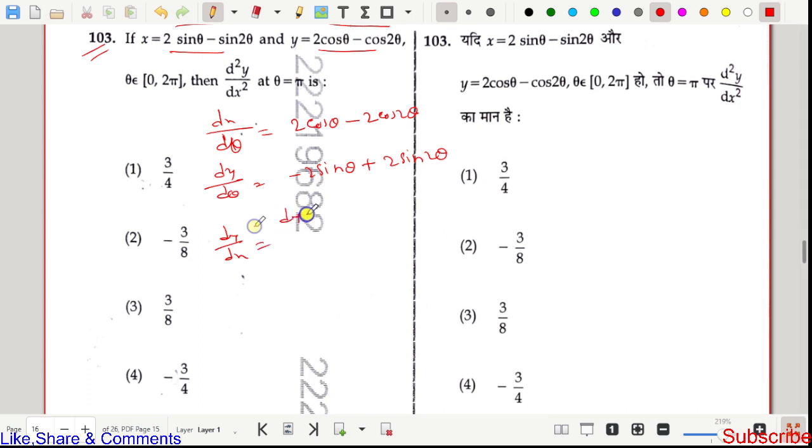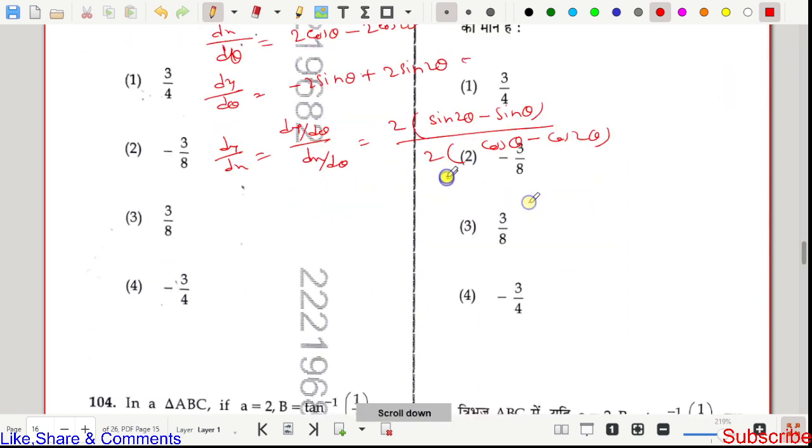Now we can find dy/dx, which we can write as dy/dθ divided by dx/dθ. That means this divided by this. So from here we can take 2 common. If we take common 2, we get sin 2θ minus sin θ. In the denominator, dx/dθ, that means this one, here also we can take 2 common, so it will be cos θ minus cos 2θ. Clear? Now the 2 cancels out.